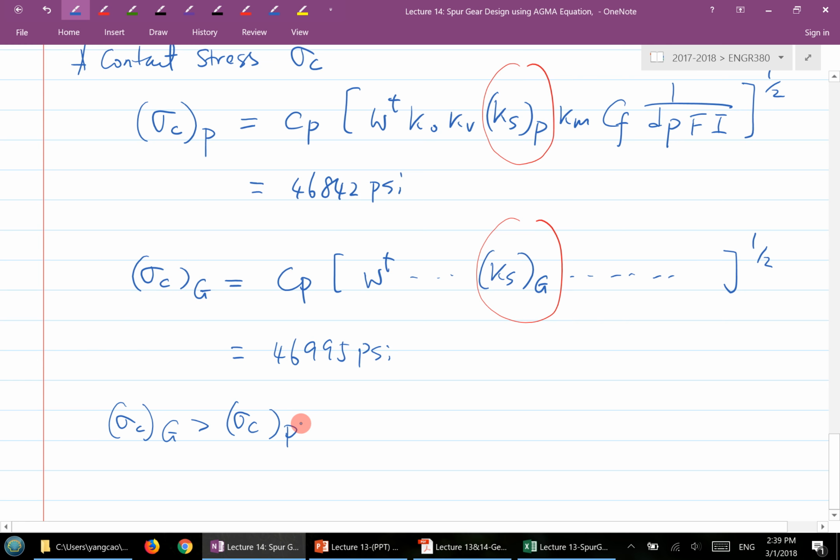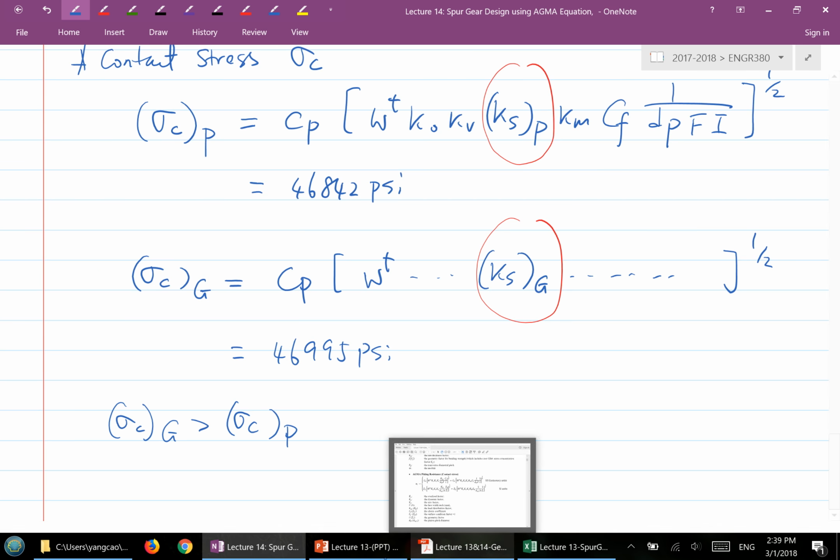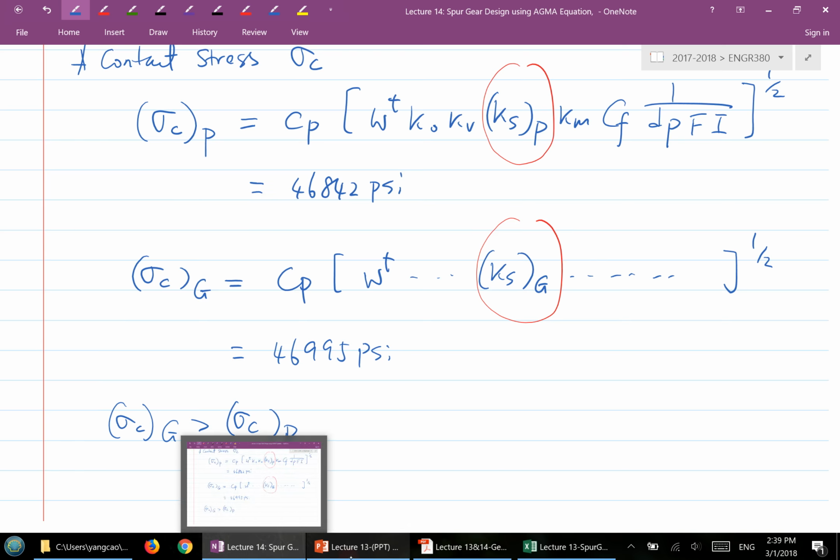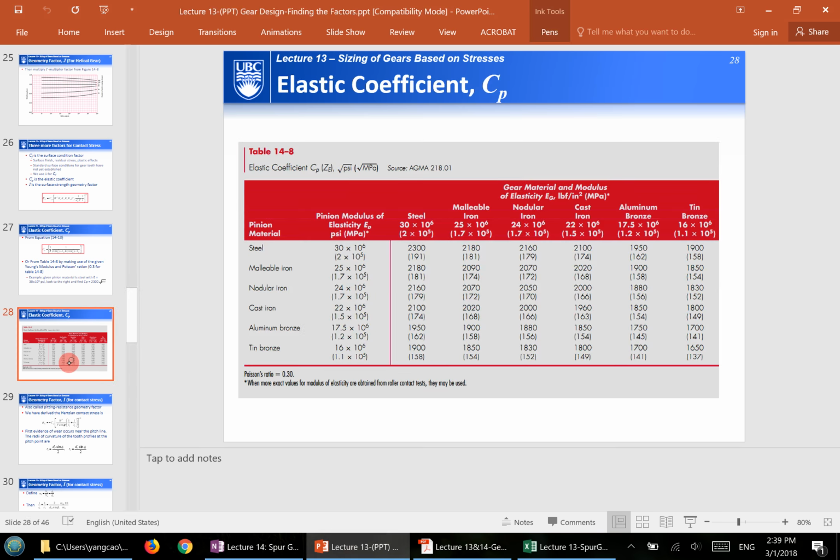Why is the elastic coefficient different? If you look at the table here, it used Poisson's ratio as a constant 0.3, so it didn't differentiate. When I use the formula, I use a Poisson's ratio of 0.211. That's one of the reasons. It's trying to simplify the situation, I guess.